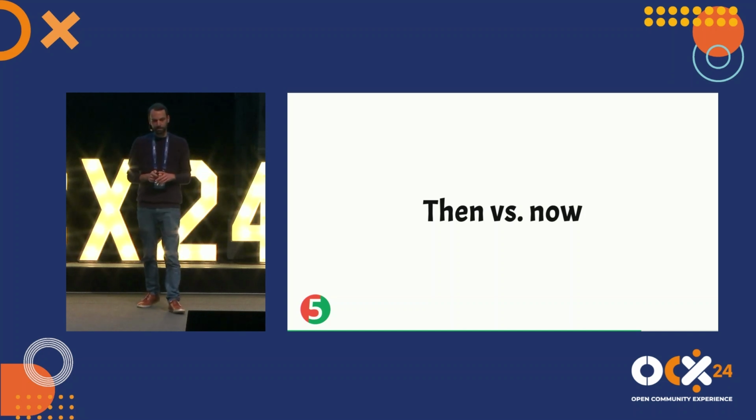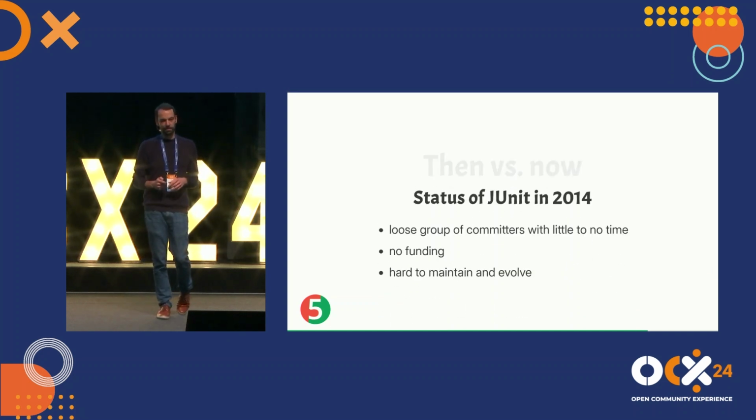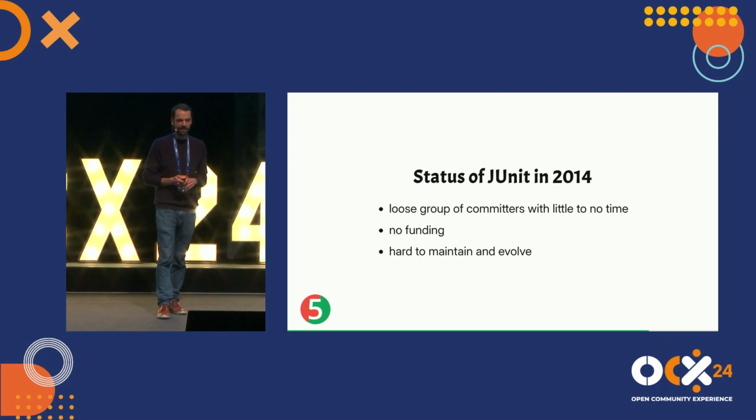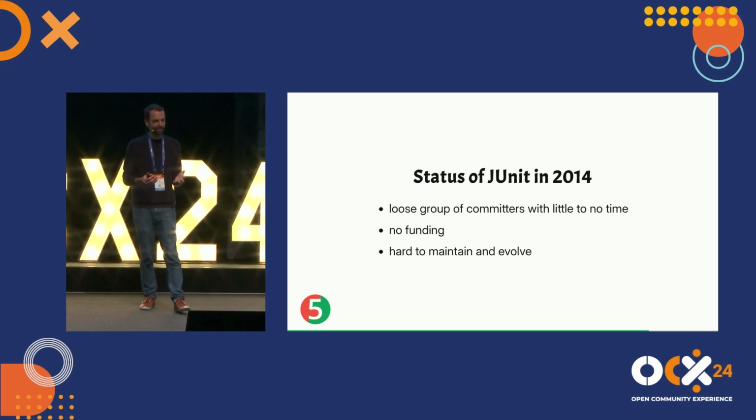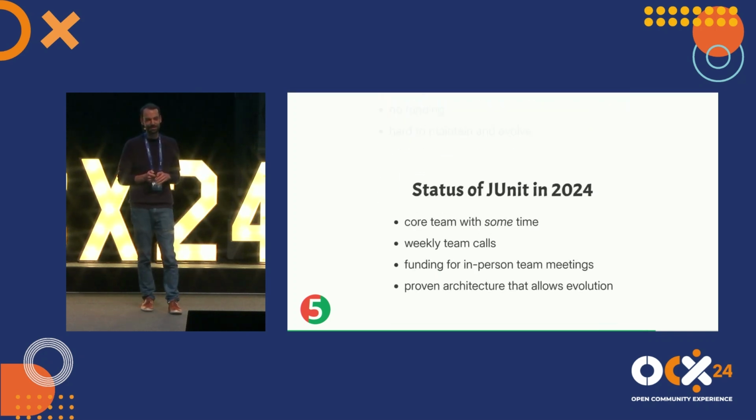All right. So summing up, then versus now. The status of JUnit in 2014: we were a very loose group of committers with little to no time. We had never met each other in real life. We just had contact via email. We had no funding at all. And as I mentioned, we had this hard to maintain and evolve architecture and extension model. So things were kind of bleak in a way. At least that's how I see them now. Of course, in hindsight, things might seem different.